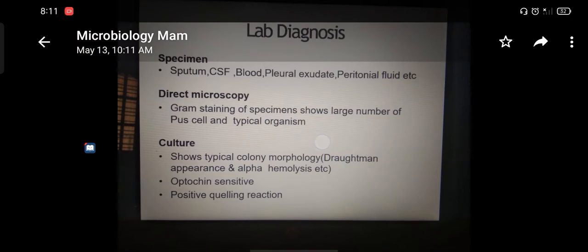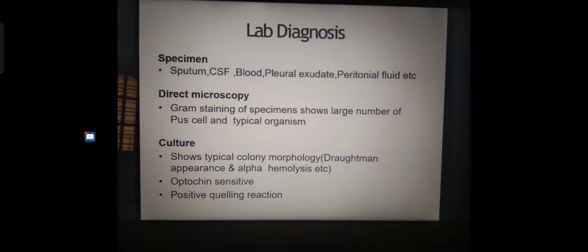Coming back to the lab diagnosis of this bacteria. For specimens, we collect sputum, CSF, blood, pericardial exudate, and peritoneal fluid, etc. We have to culture them. We can also detect the bacteria by direct microscopy. We know it is small, diplococci in shape, and gram positive. Gram staining of the specimen shows a large number of pus cells, and the typical organism will be seen in direct microscopy.